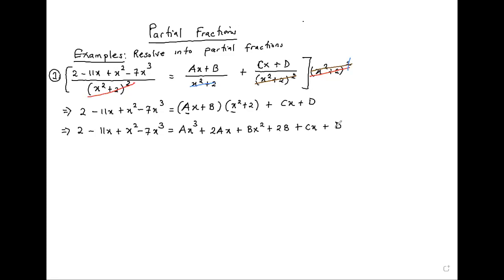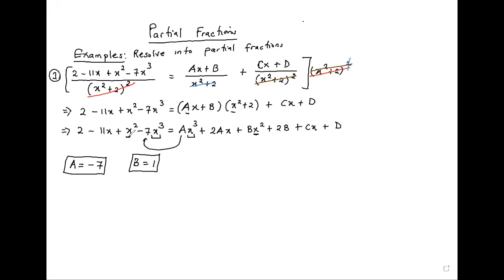Then you check. We're now comparing the coefficients. For these two to be equal, the coefficient of x^3 should be the same. So a should be equal to -7. Yes. The coefficient of x squared. How many do we have? We have 1. So b is equal to 1, equal to the coefficient of x squared this side.